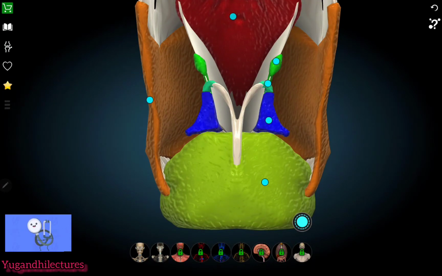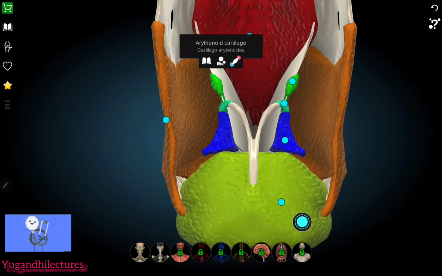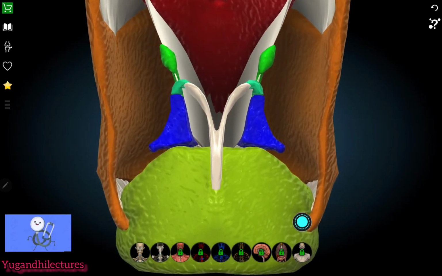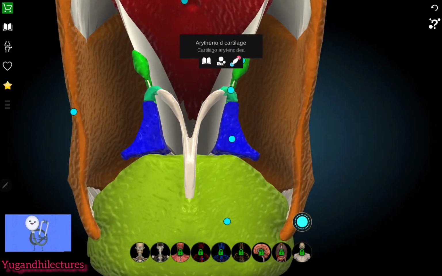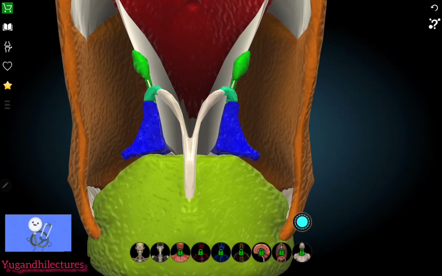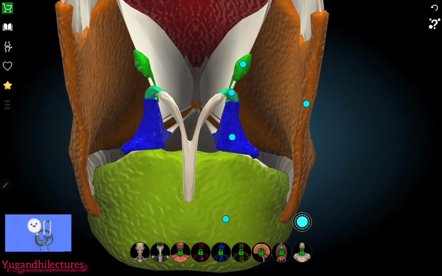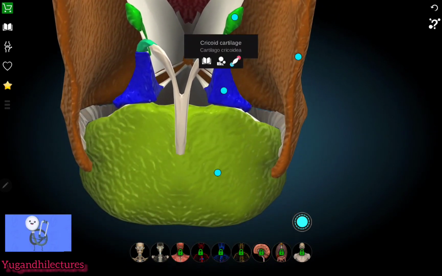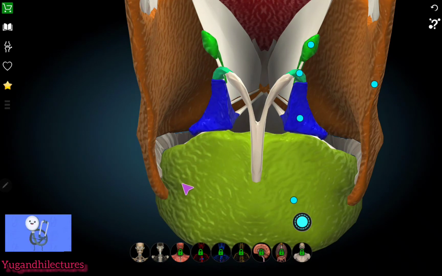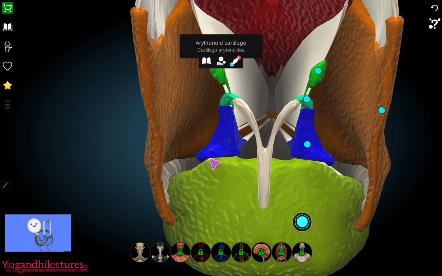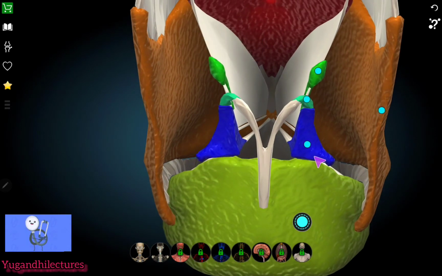In this video, we are going to see about the arytenoid cartilage. Arytenoid cartilages are paired structures. You can see here one on the right and one on the left. They are situated on the upper border of the cricoid cartilage, and that too on the upper border of the lamina of the cricoid cartilage. As I already said in the previous video, this posterior broad part of the cricoid cartilage is called the lamina of the cricoid cartilage. So this arytenoid cartilage is located on the upper border of the lamina of the cricoid cartilage.